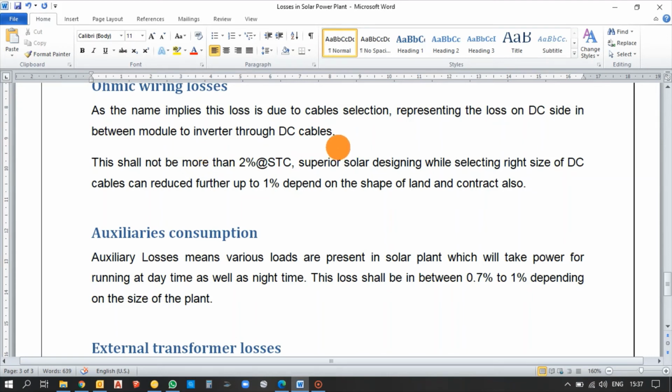You should consider less than 2% of ohmic losses while designing. Selecting the right size of cable from module to inverter will reduce the ohmic wiring losses. The same applies to the cable on the AC side. So select an appropriate cable size from inverter to panel so that your ohmic losses will be less. So kindly consider that the losses are less.